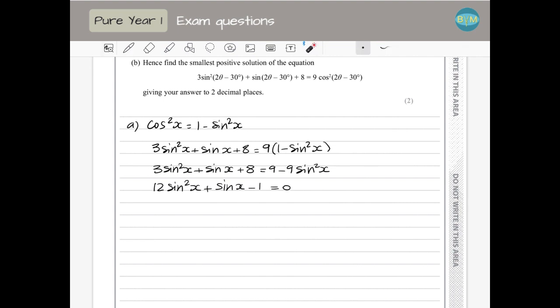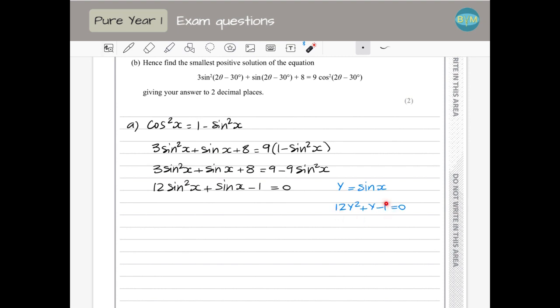Every time you have something squared, and something not squared, you're going to work with it like a quadratic equation. If we call y the sine x, really what we have is 12y squared plus y minus 1 equals 0. If you want to work this way, changing your variable is okay. If you can work straight away this way, it is perfect as well.